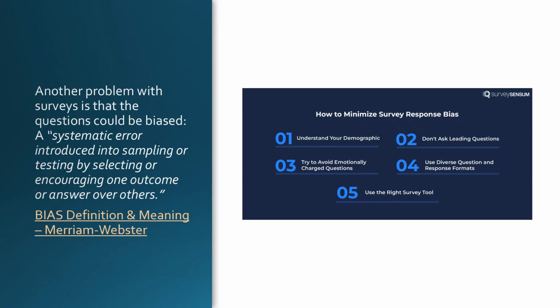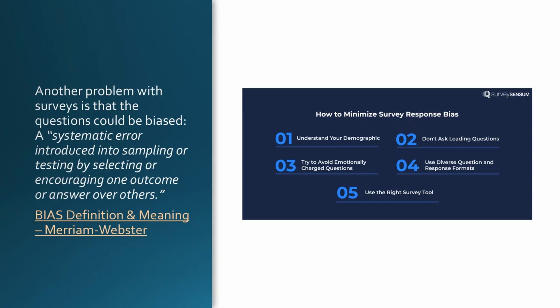Another problem with surveys is that the questions can be biased. Bias is a systematic error introduced into sampling or testing by selecting or encouraging one outcome or answer over the other. So when we say something's biased, that means it favors one thing over the other.